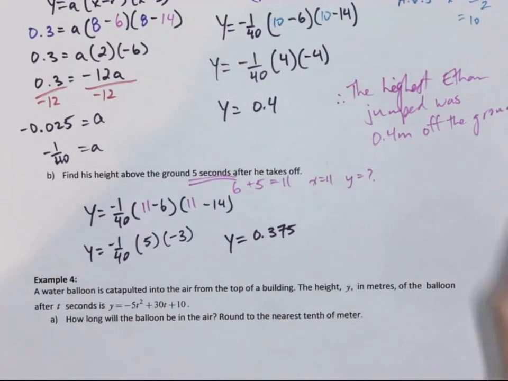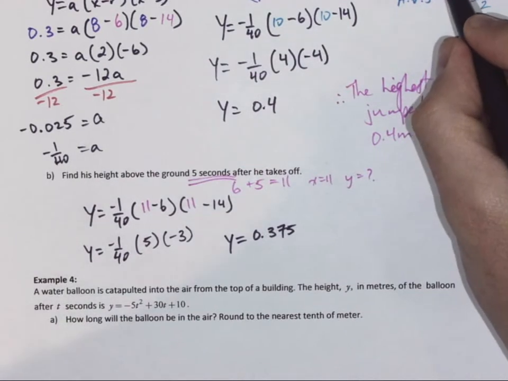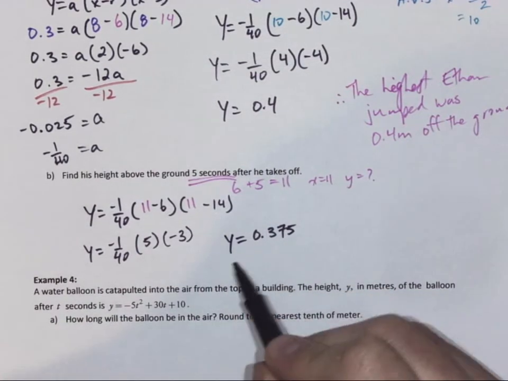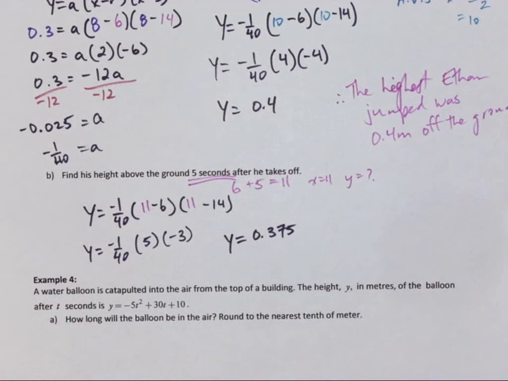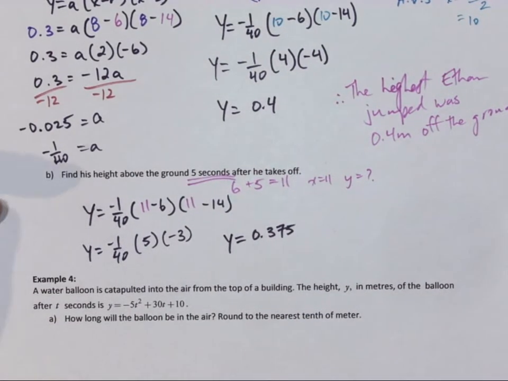So 5 seconds after takeoff, he's already starting to come down. It's past our axis of symmetry. We have a height. Try example 4.